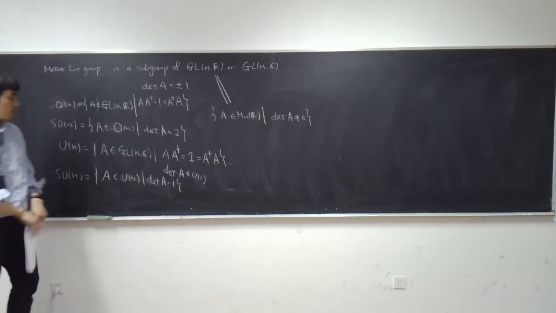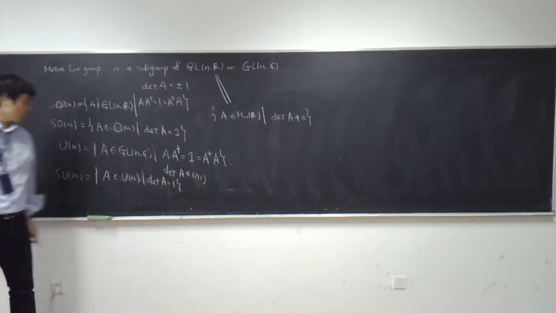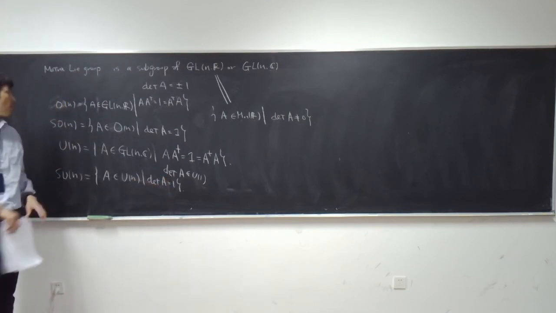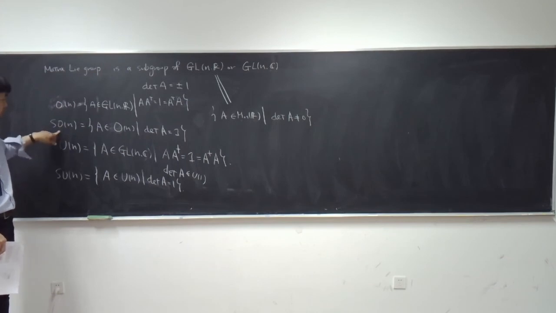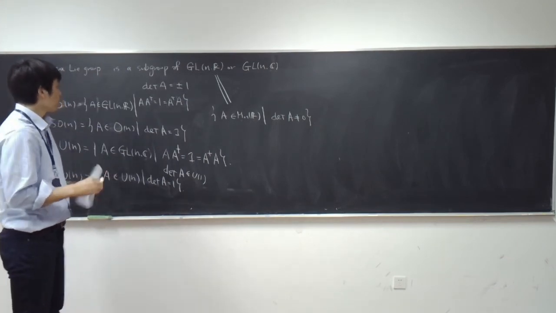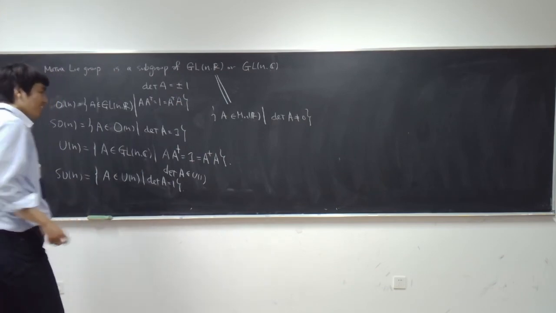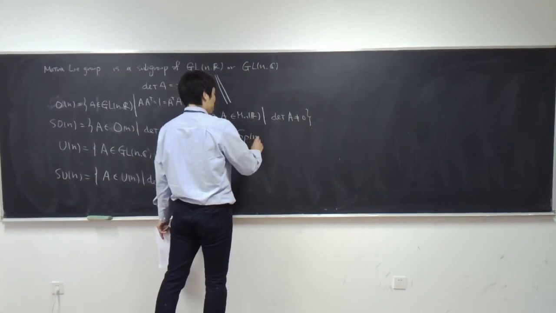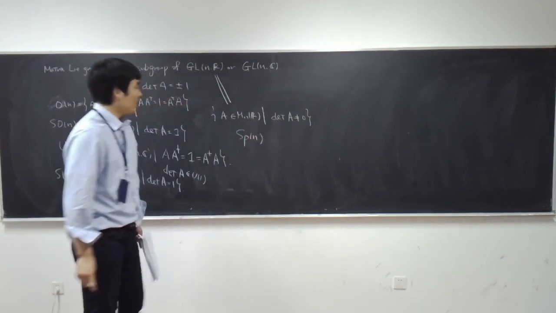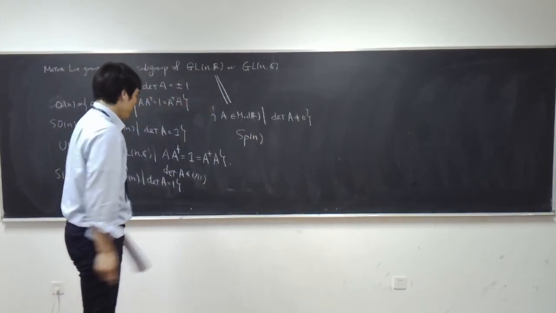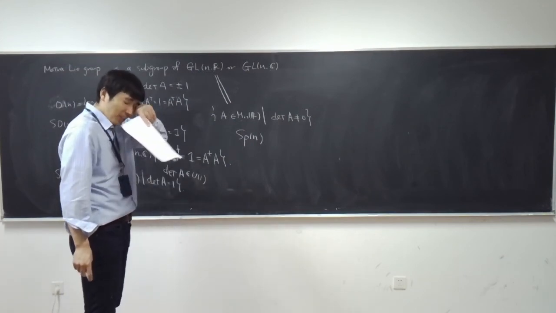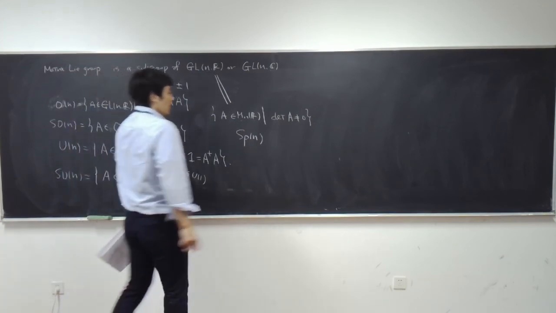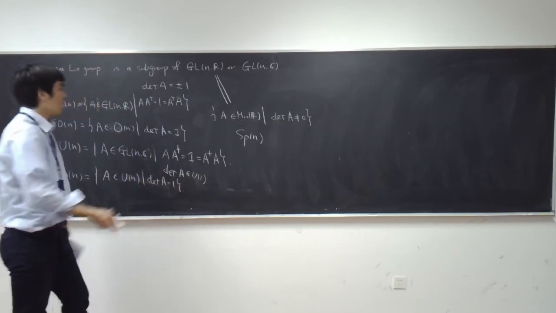If you pick only one part in the determinant, you get a special unitary group. So this is orthogonal, special orthogonal, unitary, special unitary. There is a so-called symplectic group, which doesn't show up in these lectures, so I'm going to omit it.